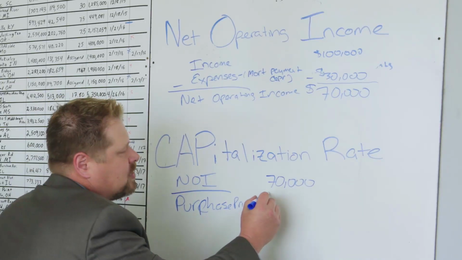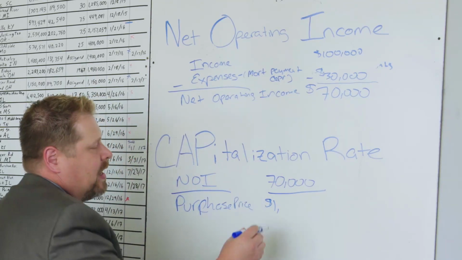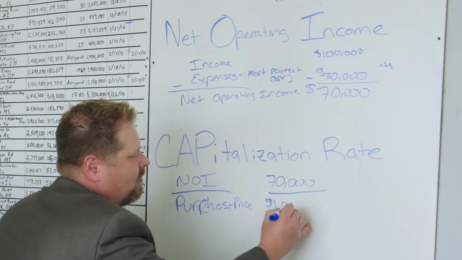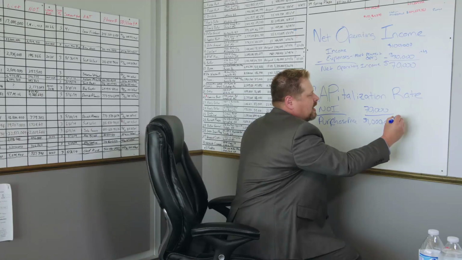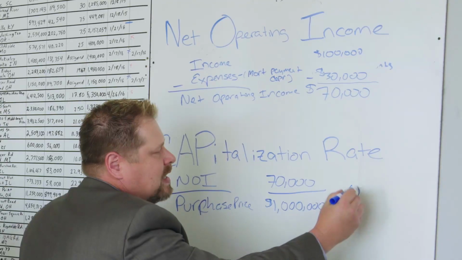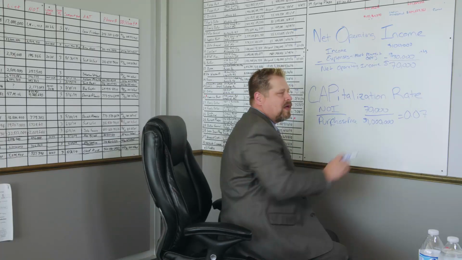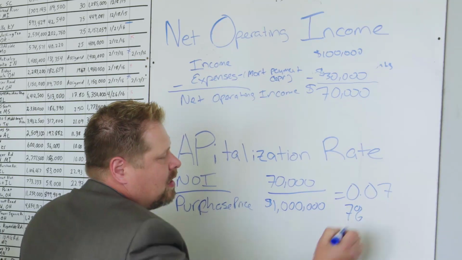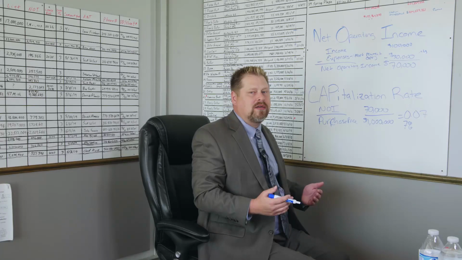Let's say we purchased a property for $1 million, and its net operating income, so the income that it's providing to us as an investment, is $70,000. $70,000 divided by $1 million, if you divide that out, it's going to equal a number that looks like this, 0.07. We simply convert that into a percentage, in which case it would be 7%. The cap rate of this deal is 7 or 7%.